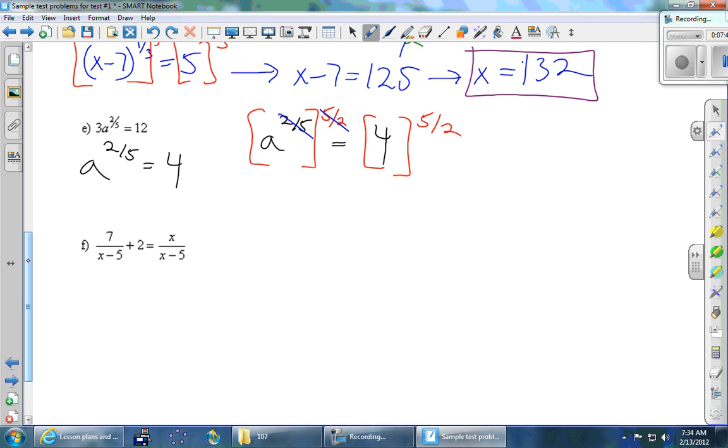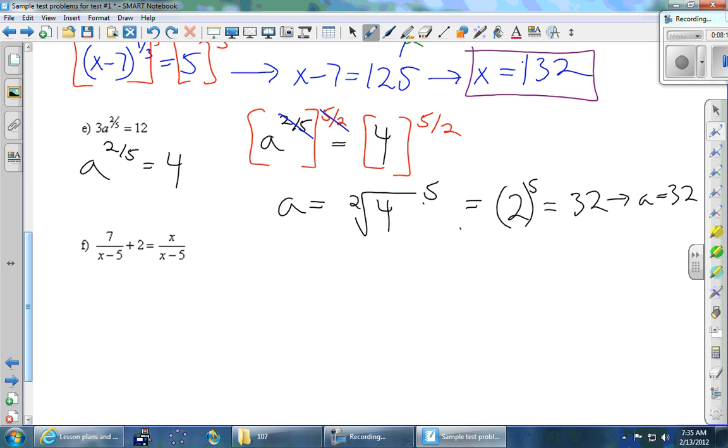Okay, so on the left-hand side, we just get a. On the right-hand side, we get 4 to the 5/2, but let's see if we can find that without the calculator. Fraction power means radical. The 2 is the square root, and then the whole thing is to the 5th power. You can put it inside or outside. Hopefully you see it's a lot easier to put it outside if you have to do this thing by hand. So we've got square root of 4 is 2, still raised to the 5th power, and 2 to the 5th is 32. So a is 32.